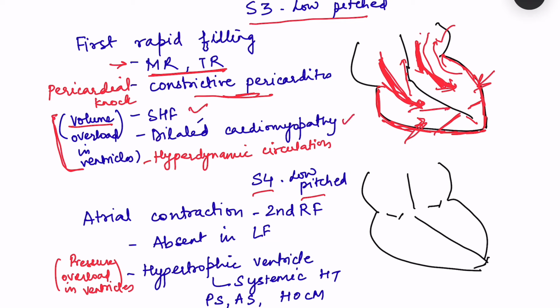Okay. Then other causes are volume overload in ventricles, as in case of systolic heart failure, dilated cardiomyopathy. So there is already a lot of volume in the left ventricle and right ventricle, whichever ventricle we are talking about. Dilated cardiomyopathy also leads to systolic heart failure. The heart is not able to contract, so that will cause S3. The next cause is hyperdynamic circulation, as occurs in anemia, thyrotoxicosis, vitamin B1 deficiency, beriberi. In these cases, there is peripheral vasodilation and the heart contracts much more. So hyperdynamic circulation also leads to S3.